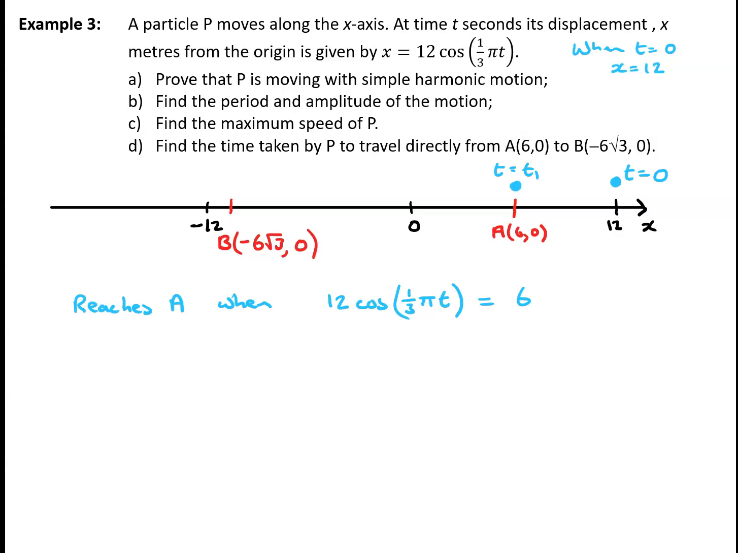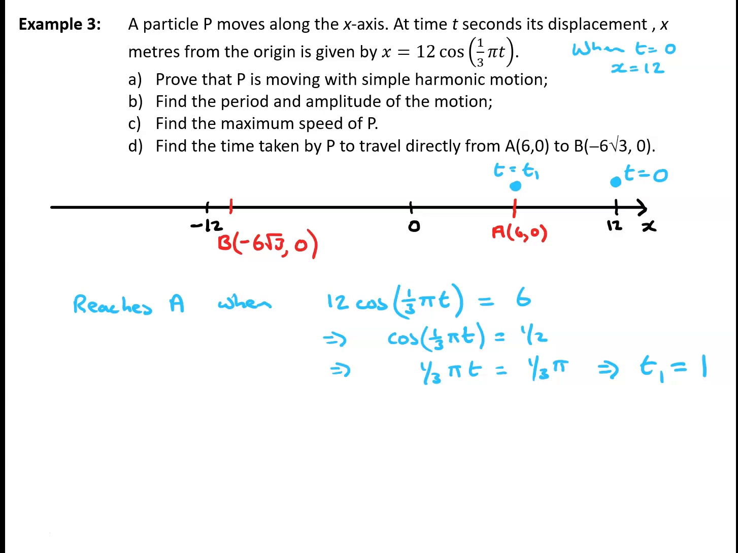So that's the first positive solution of cos a third pi t equals a half. And that will happen when a third pi t is equal to a third pi, so when t1 equals 1. So it takes 1 second for the particle to move from the extreme position of x equals 12 to the point A.